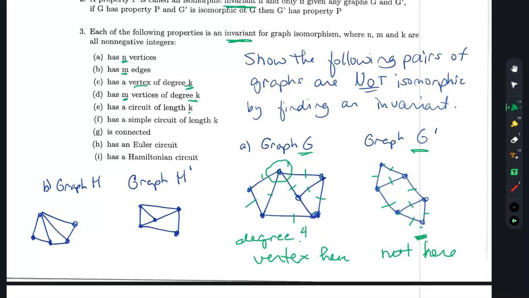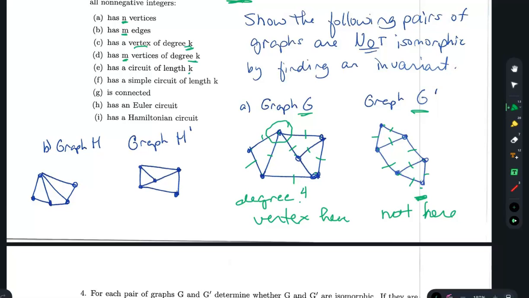All right, let's look at this graph H and H prime. Again, I'm just going to start with the vertices: 1, 2, 3, 4, 5. 1, 2, 3, 4, 5. Same number of vertices. Then edges: 1, 2, 3, 4, 5, 6. And 1, 2, 3, 4, 5, 6, oh, 7 edges. So 7 edges versus 6 edges. There it is, we have the invariant.